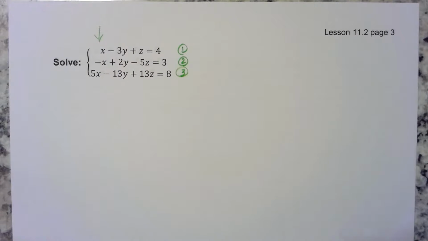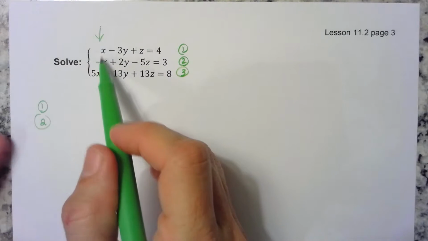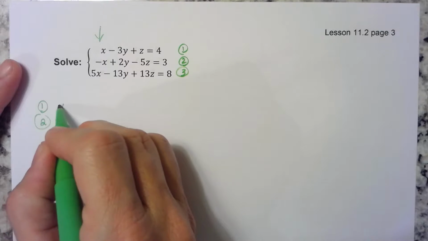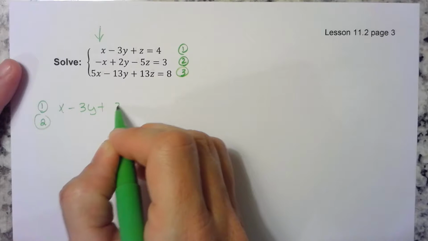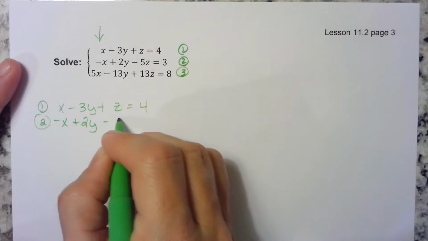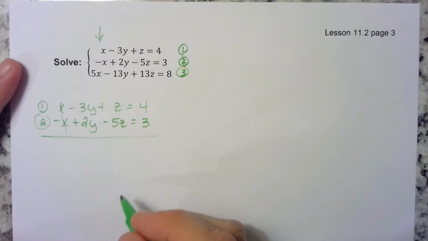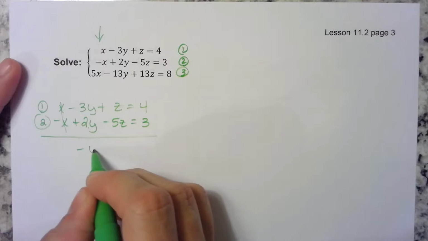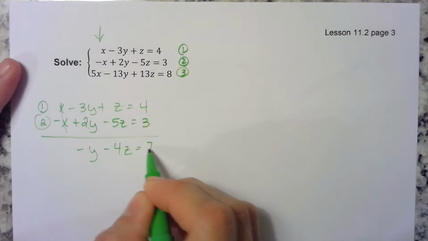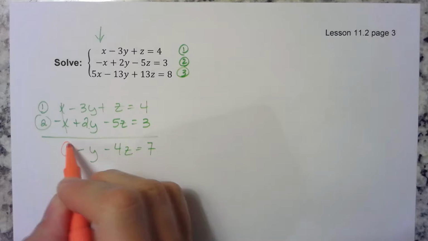So let's do that. I'm going to choose equations 1 and 2. If I add them together, x's already eliminate, so I can just leave them like they are. This is 0. This gives us -1y minus 4z equals 7. So this is equation number 4.